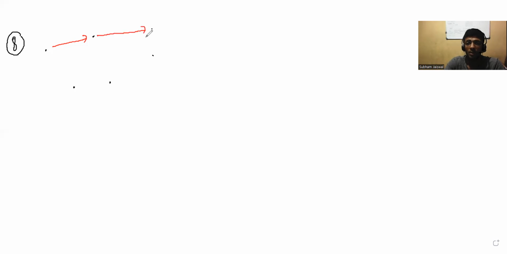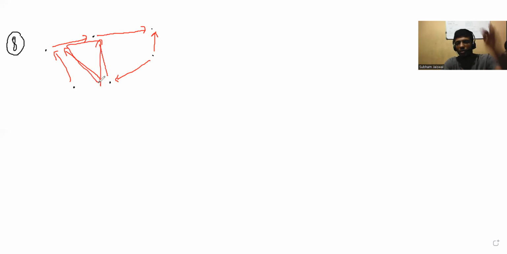Let's not think, I'm not able to think too well now. Anyways, let's do this one. Let's say you have a graph like this. You can see there are some cycles, but there is no directed cycle, because the arrows don't go the right way.